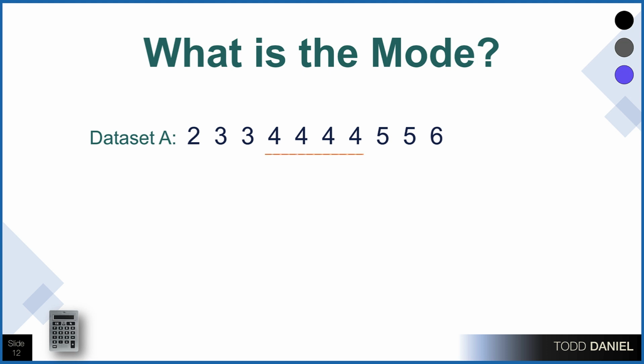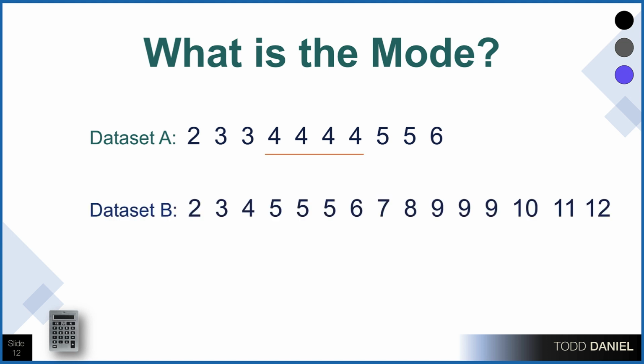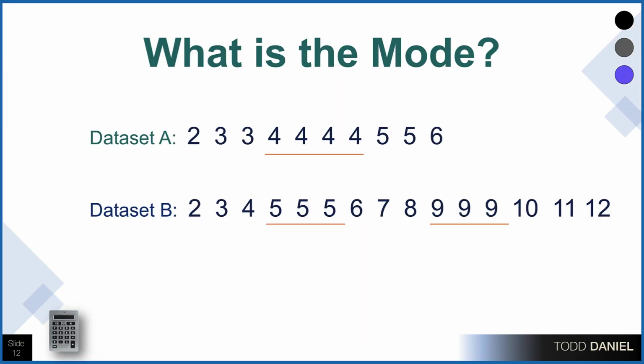There are more 4s in this data set than any other score. And so this is a unimodal distribution, the mode being 4. How about for data set B? Well, there are actually 2 modes. We have one mode at 5 and a second mode at 9. This is a bimodal distribution. In a bimodal distribution, we do tend to report the lower of the 2 modes if we have to pick one.